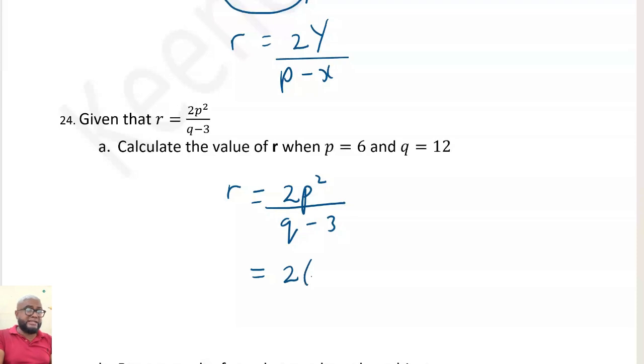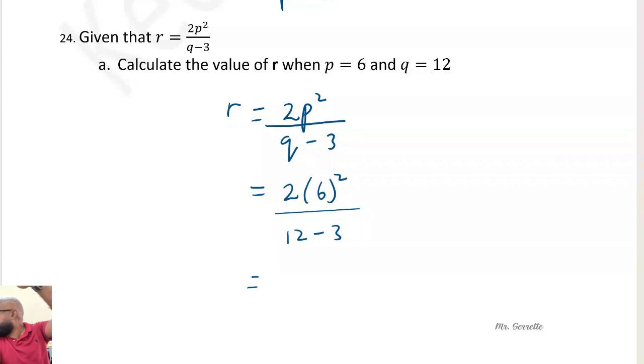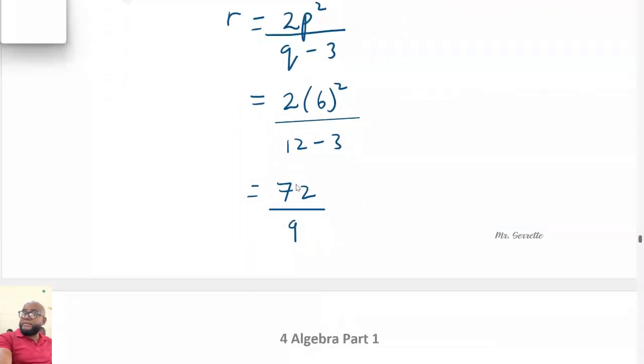So this will be 2, and instead of P, what am I putting? What is P equal to? 6. Right? So it's going to be 2 by 6 squared all over, what is Q? 12. Excellent. So it'll be 12 minus 3. So let's work out the numerator. 6 squared would be 36 multiplied by 2. So we're going to have 72 divided by 9, which is equal to what? 72 divided by 9 will give me 8.